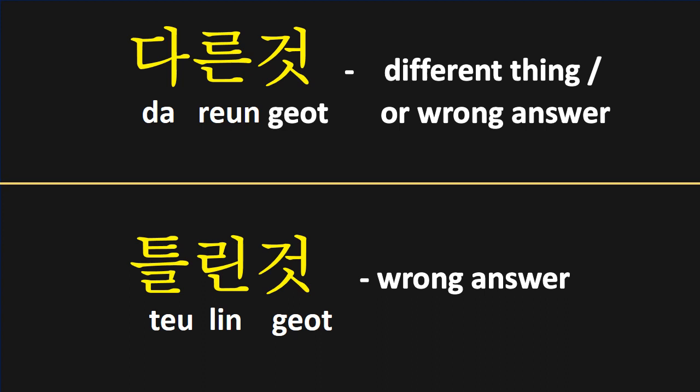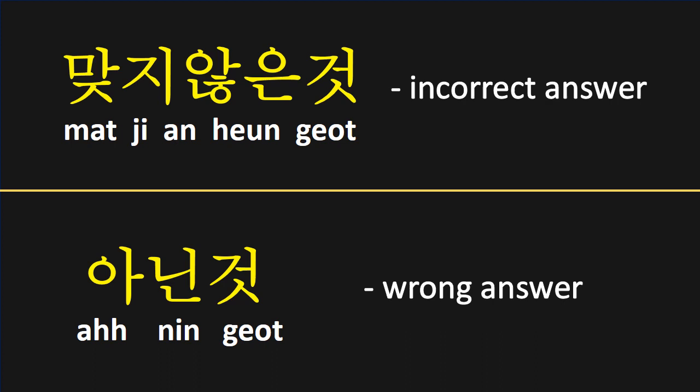Tarengat means different thing or wrong answer. The question is looking for the different thing or wrong answer. Talingat means wrong answer. The question is looking for the wrong answer. Machianingat means incorrect answer. The question is looking for the incorrect answer.